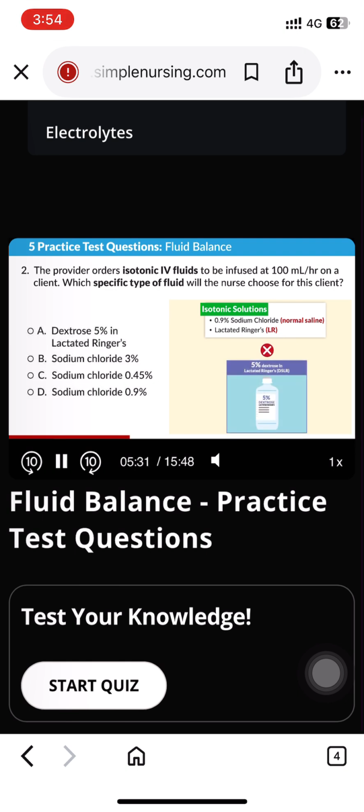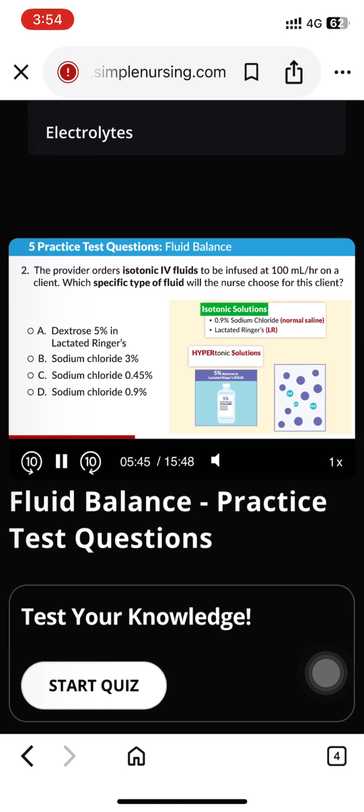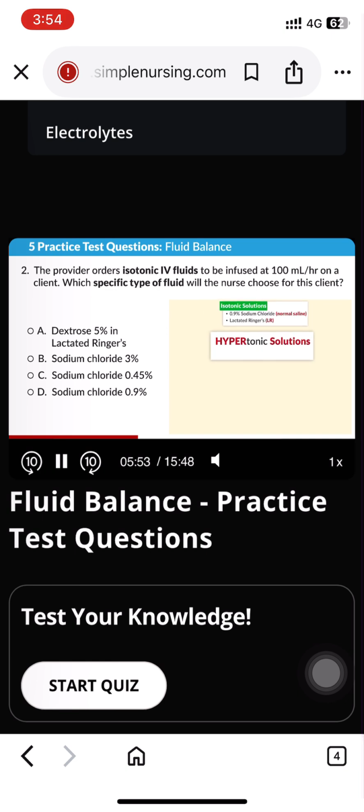Dextrose 5% in lactated ringers. Oh man, this one is tricky, but it's wrong. It's not an isotonic solution. So don't let the lactated ringers trick you here. This is actually a hypertonic solution, since the dextrose makes it a thick, sugary solution with many solutes, classifying it as a hypertonic. Now B is incorrect as well, because sodium chloride 3% is a hypertonic solution.